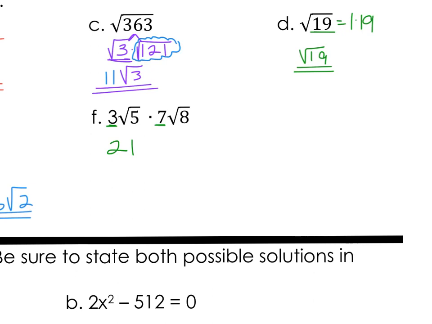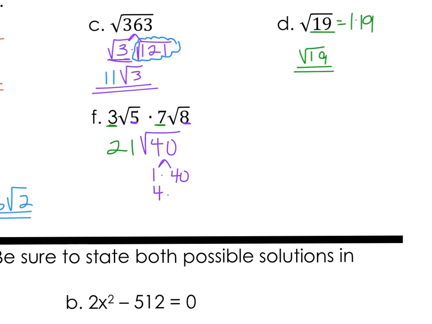The inside, though, has a 5 and an 8. Neither of those are perfect squares, so let's start off simply by multiplying them together. 5 times 8 is 40. Now the 21 on the outside is going to stay as is for now, but the square root of 40 we can try to simplify with our perfect square factors. 1 times 40 would work, but neither one of those would simplify very well for us.